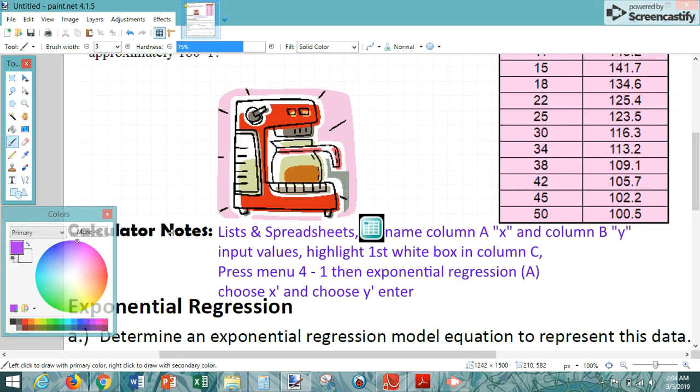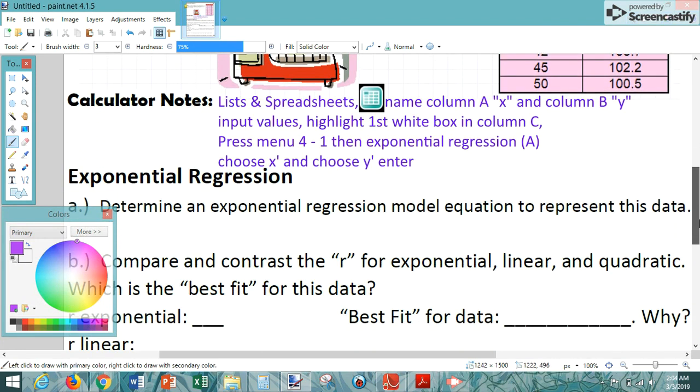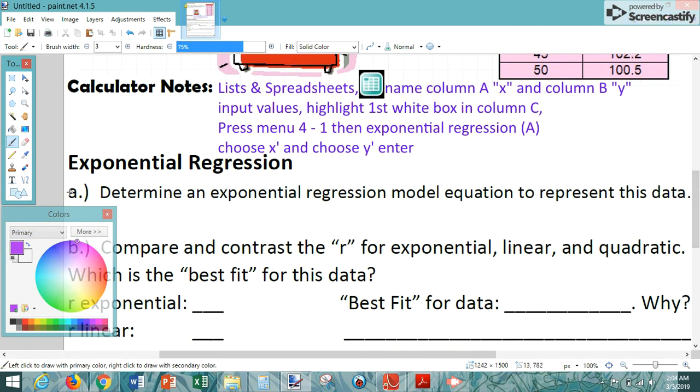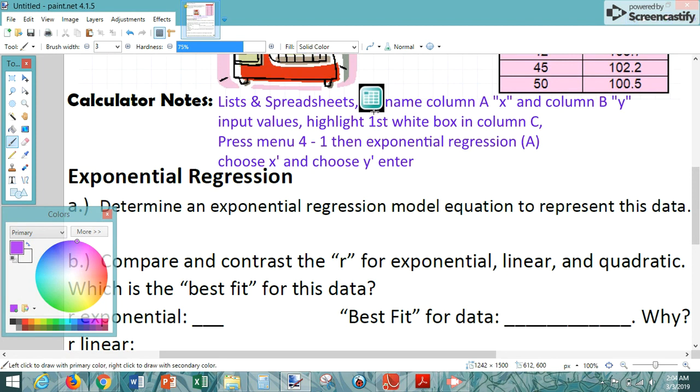So go ahead and write down these calculator notes for your TI Nspire. These are the steps to put this into the calculator. Exponential regression. Part A. Determine an exponential regression model equation to represent this data. So let's go ahead and go through the steps on how to put this into the TI Nspire.